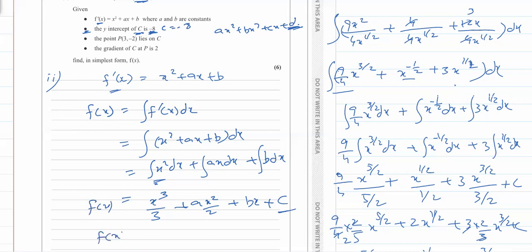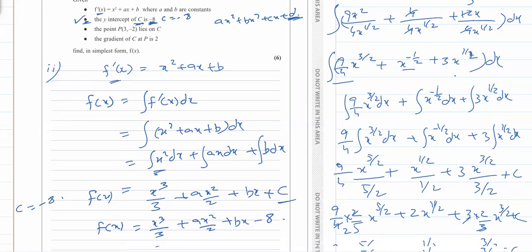So if I use that one, it will be x cube over 3 plus ax square over 2 plus bx -8, because it is given that c is equal to -8. Here this point is clearly mentioning that. Okay, so c we found here. Now what next we have to do?